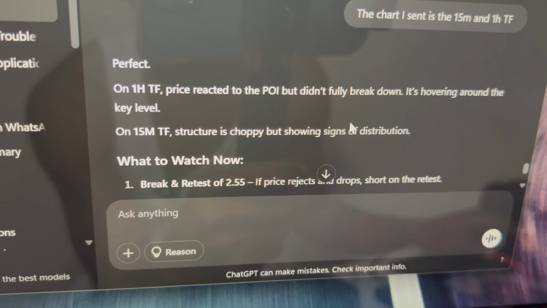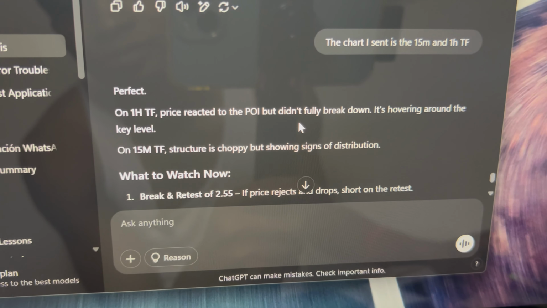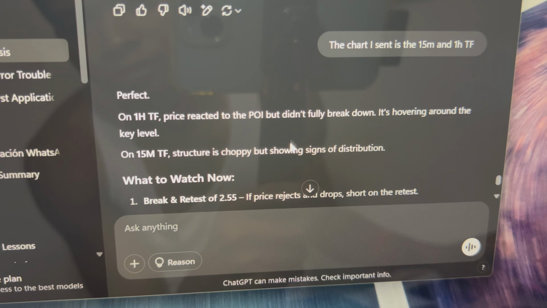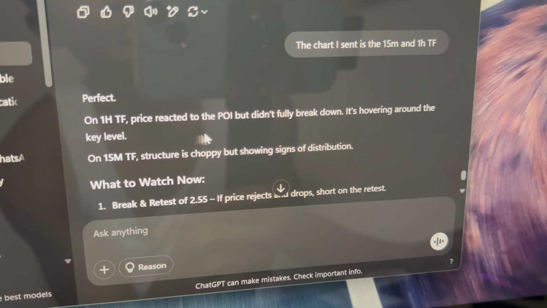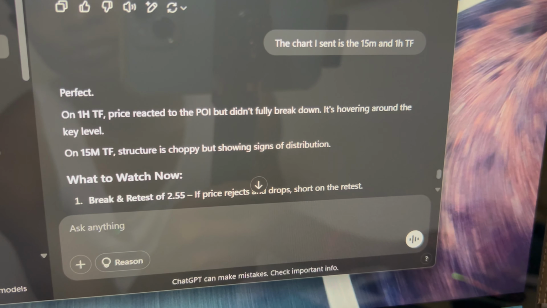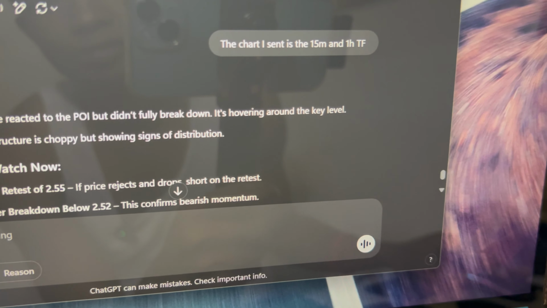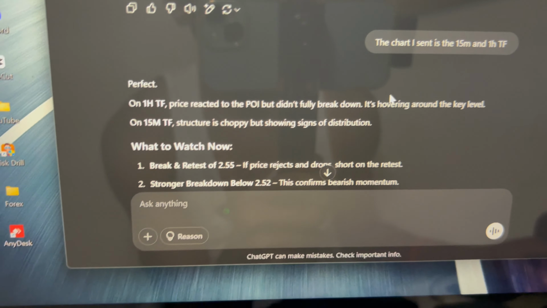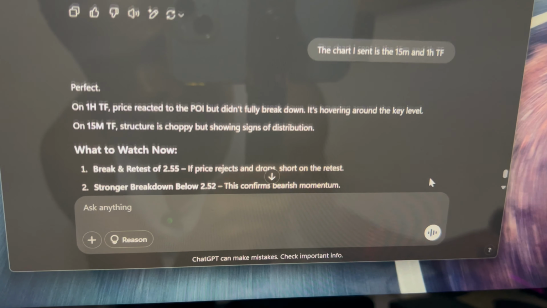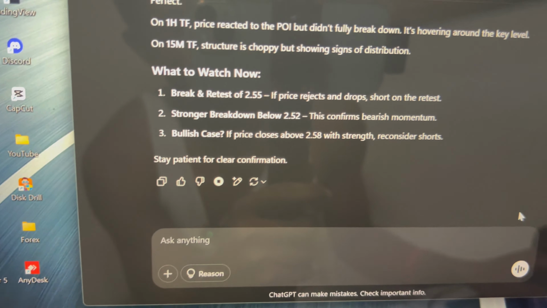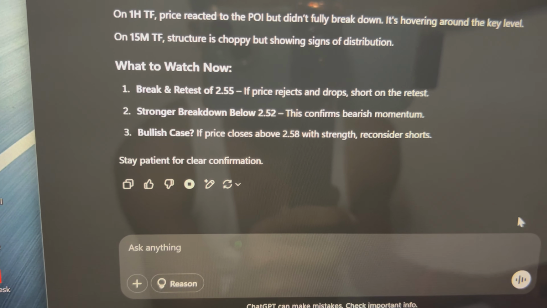Perfect. On 1H HTF, price reacted to the POI but didn't fully break down. It's hovering around the key level. On 15M and LTF, structure is choppy but showing signs of distribution. What to watch now? 1. Break and retest of 255. If price rejects and drops, short on the retest. 2. Stronger breakdown below 252. This confirms bearish momentum. 3. Bullish case. If price closes above 258 with strength, reconsider shorts. Stay patient for clear confirmation.